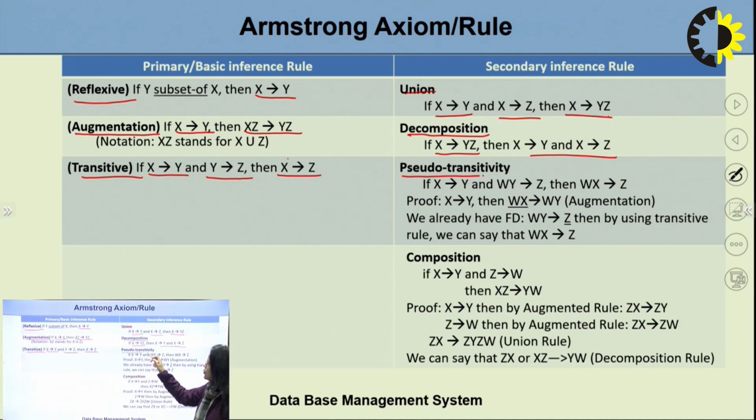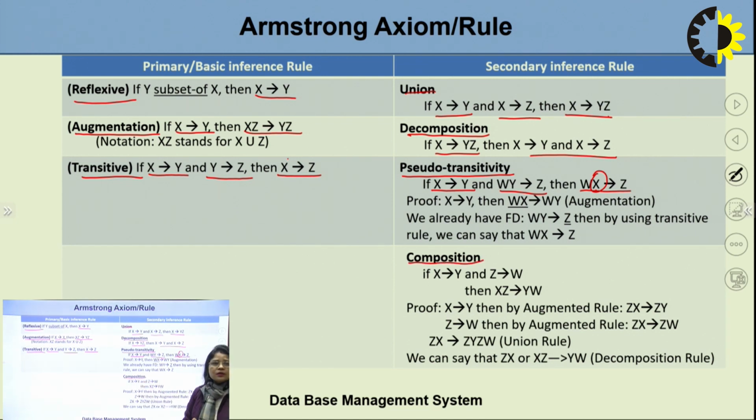Next rule is pseudo transitivity. It means if functional dependency x tends to y holds and wy tends to z holds, then we can say that wx tends to z, because this y can be functionally determined by x. So if we have x, it's the same as having y, right? So instead of y we can write x here. This is what pseudo transitivity is. These inference rules we will use to find the minimal cover of the functional dependencies, right?